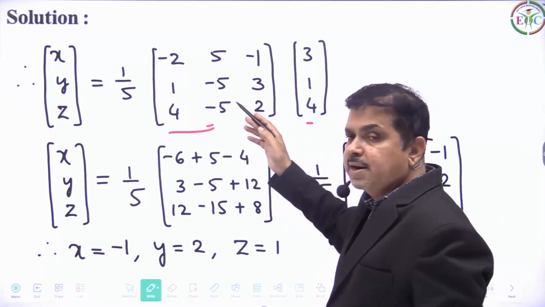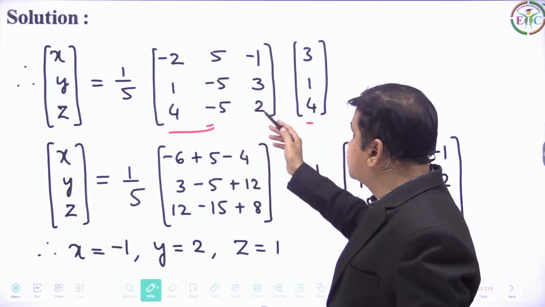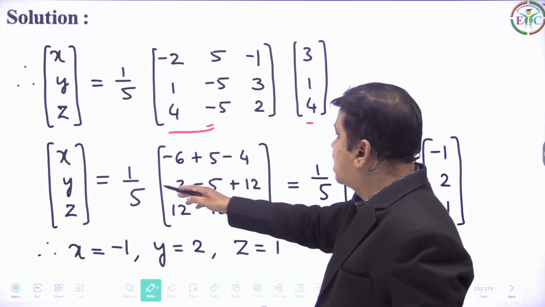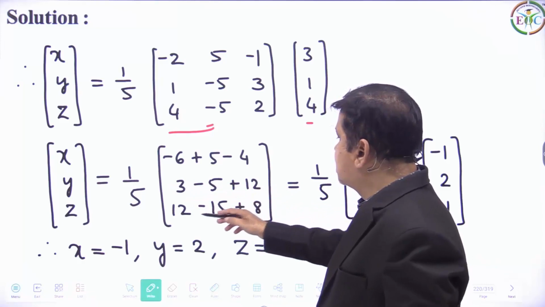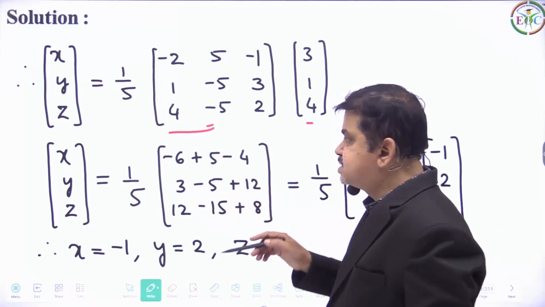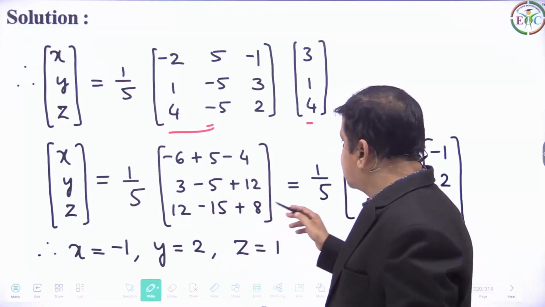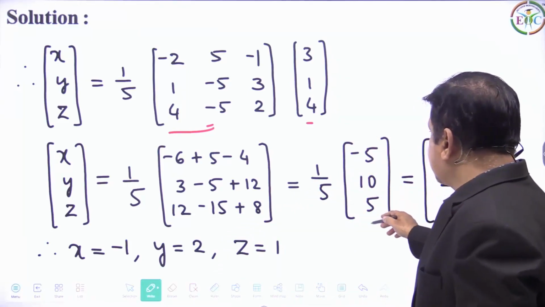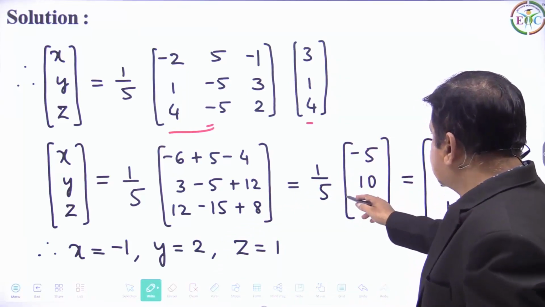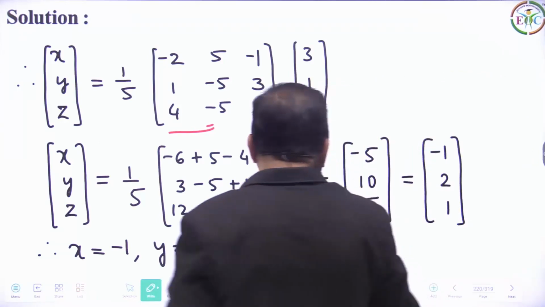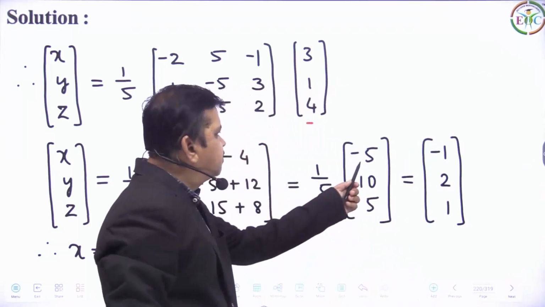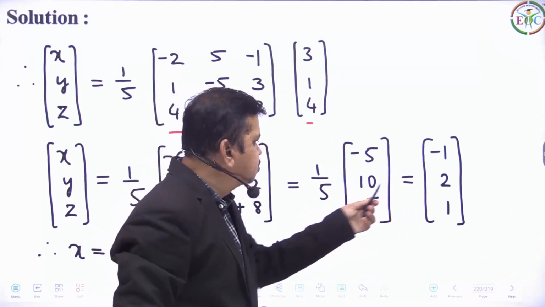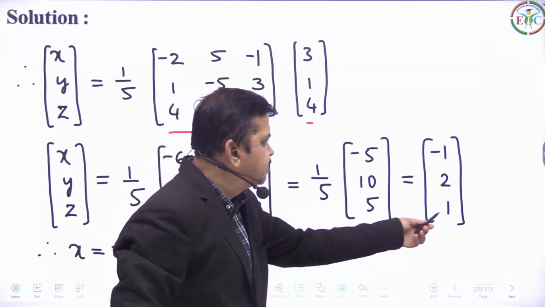So now performing the matrix multiplication between these two, we have -6 plus 5 minus 4 and 3 minus 5 plus 12 and 12 minus 15 plus 8. Or in other words, we have 1 by 5 into -5, 10 and 5. So on further simplification we have 1 by 5 into -5 is -1, 1 by 5 into 10 is 2, and 1 by 5 into 5 is 1.